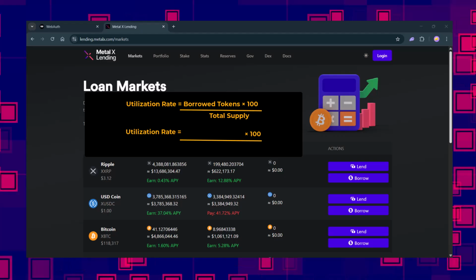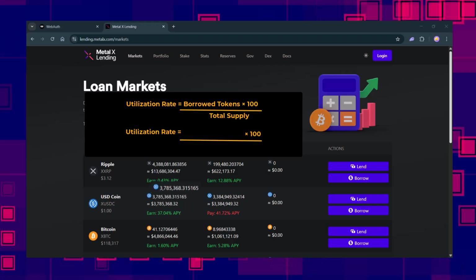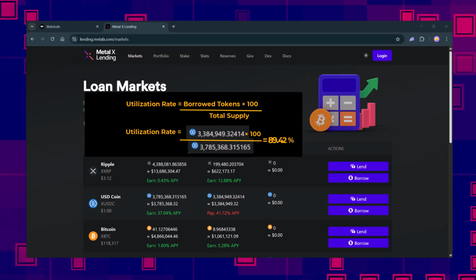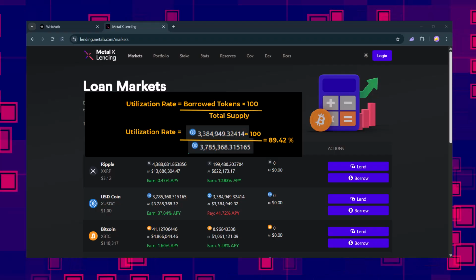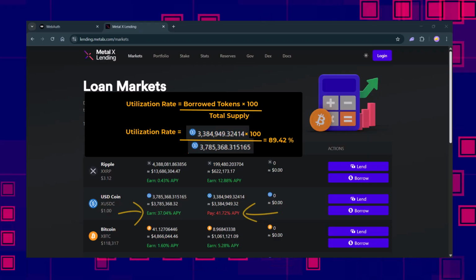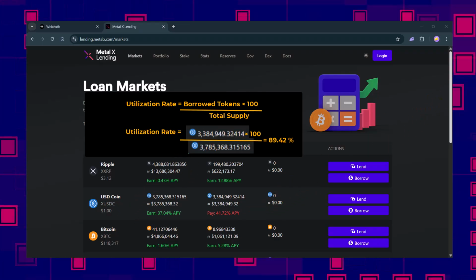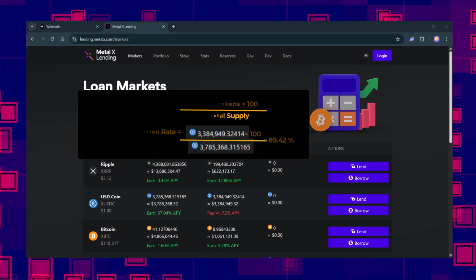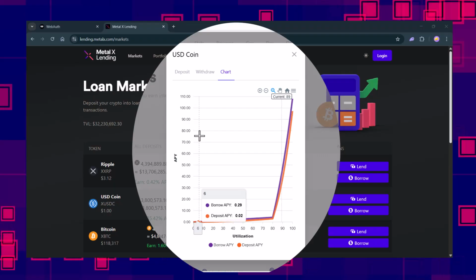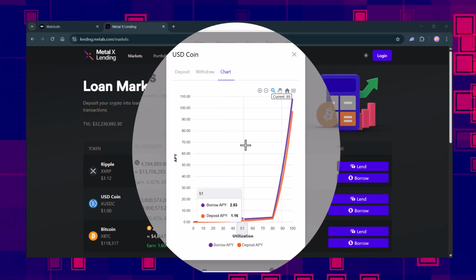Let's take a look at USDC, which shows the opposite situation. With 3.78 million USDC deposited and 3.38 million borrowed, we get a utilization rate of 89.42%. That's high, and because of that, both lending and borrowing USDC now come with high APYs, even though loan token rewards are only a small part of it. These high APYs might seem surprising, but here's the deal. To bring more USDC liquidity into the system, or to discourage more borrowing, the protocol increases APYs, making lending more attractive and borrowing less so.